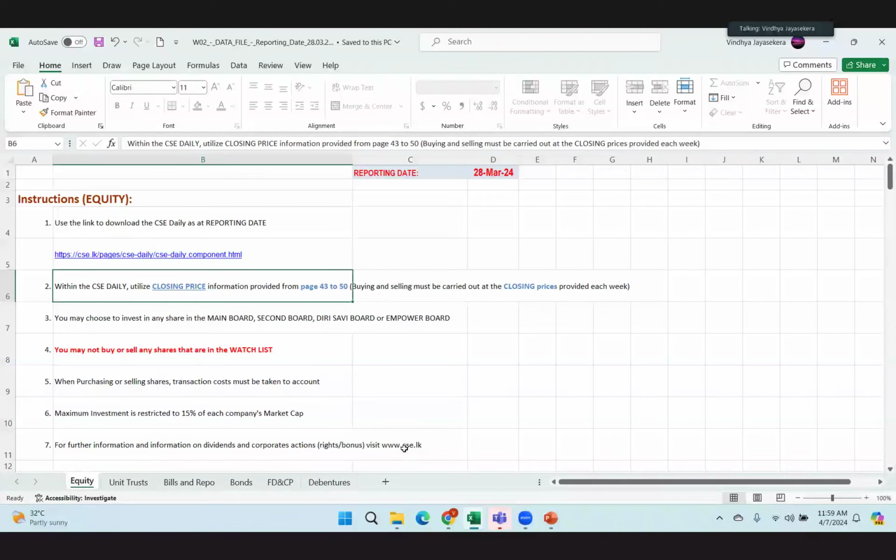The Tuesdays will be your deadline to submit the new portfolio, that is that week's portfolio, if you have made any changes. And changes means purchases and sales. Any questions here?